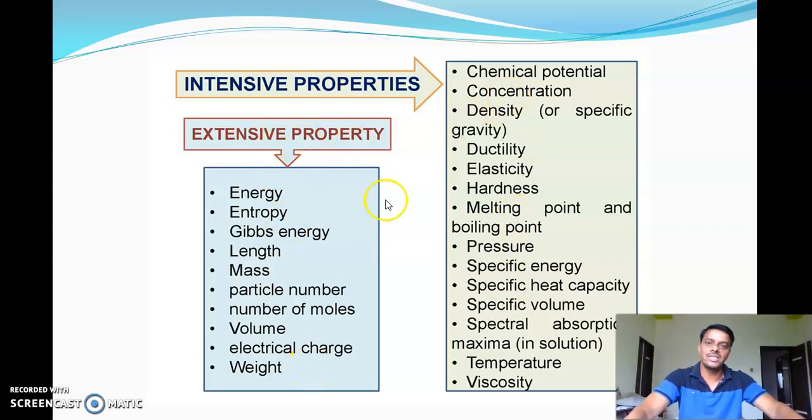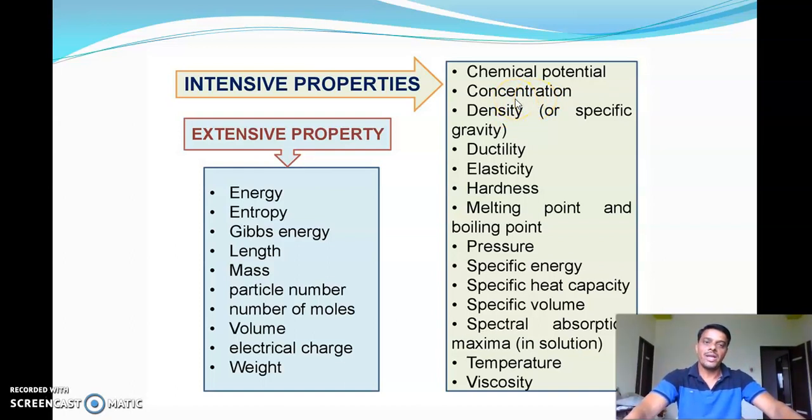And this is the list of intensive properties. There are so many intensive properties: chemical potential, concentration, density. Okay, concentration. Concentration is nothing but the amount of solute present in the solution. And greater the amount of solute, greater would be the concentration of the solution. Meaning the concentration of any solution depends on the quantity of solute present in that solution.